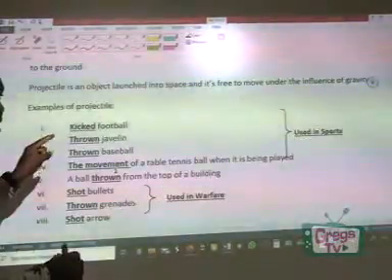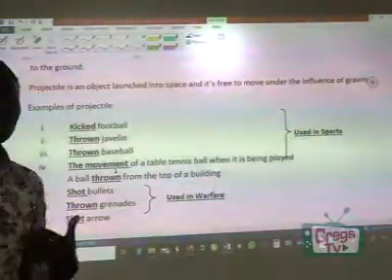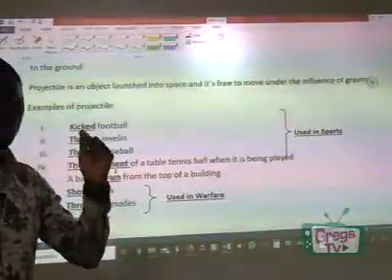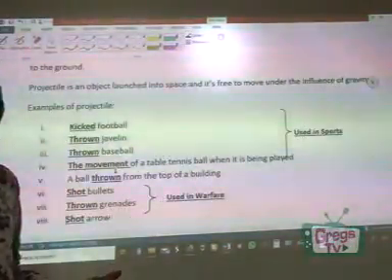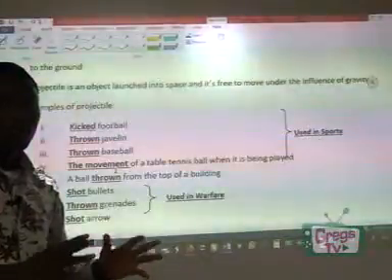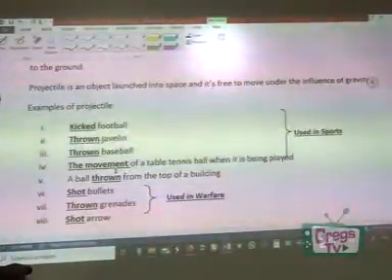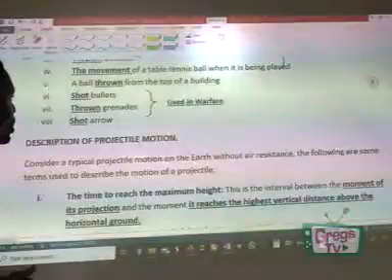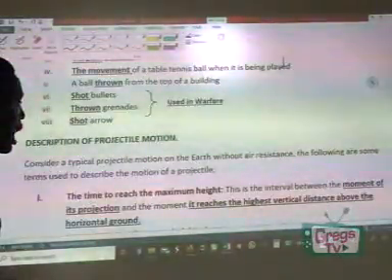All these are examples of projectiles used in sports. The keyword there is kicked. You don't say football, you must put the words kicked football, because if the words kicked football are not there, then you are at the verge of losing marks. And for warfare we have shot bullet, thrown grenades, shot arrow.